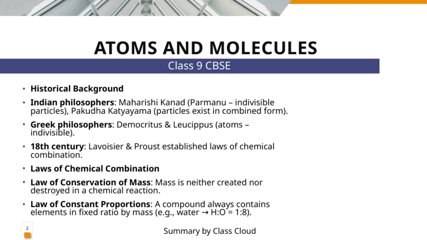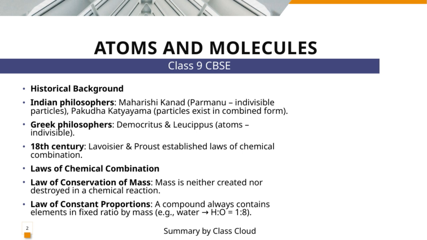Fast forward to the 18th century, scientists like Lavoisier and Proust made significant contributions by establishing the laws of chemical combination. These laws help us understand how elements combine to form compounds. For example, the law of conservation of mass tells us that mass is neither created nor destroyed during a chemical reaction, which is fundamental to chemistry.